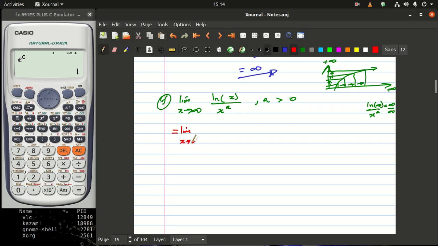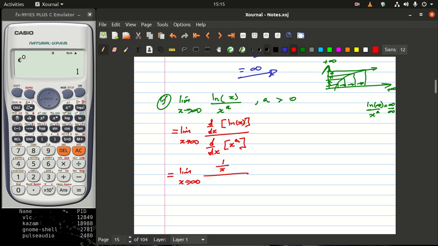which says that this is supposed to be the limit as x approaches infinity of the derivative with respect to x of ln of x, divided by the derivative with respect to x of x to the power a. So basically, we're still going to have the limit as x approaches infinity. And when you look into this, what is the derivative of a natural log? We know that it is going to be 1 over x. We always know that. So it's just 1 over x.